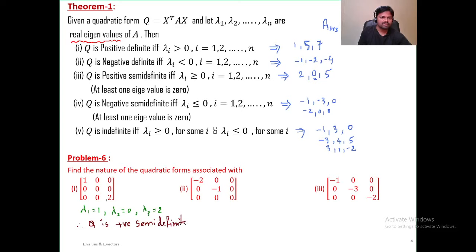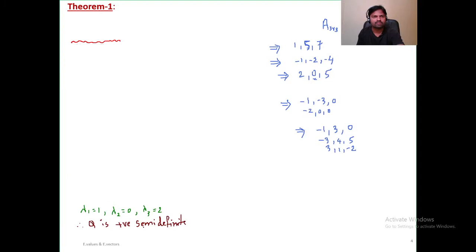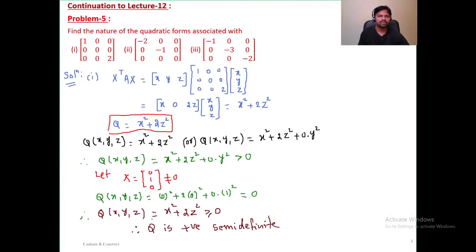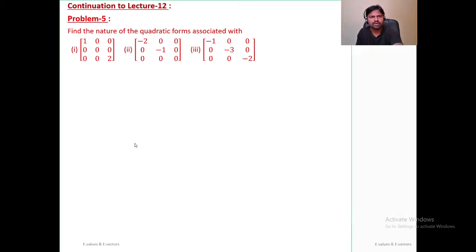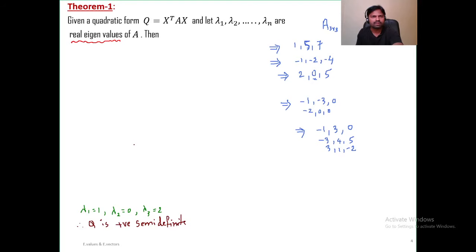The corresponding quadratic form. First, we find out what the quadratic form is. The quadratic form is x square plus 2z square, right? x square plus 2z square. That is positive semi-definite. Just now we did already. Positive semi-definite. Let me go back. Same problem. Look at this problem. Look at positive semi-definite. We conclude here. Positive semi-definite. Same problem only. 1 0 0, 0 0 0, 0 0 2. Understood? Same problem. We are proceeding by the concept of eigenvalues.